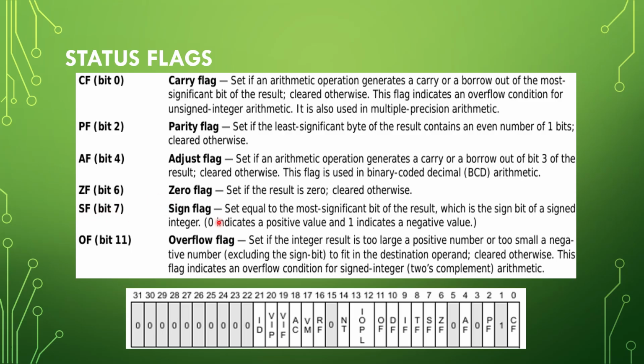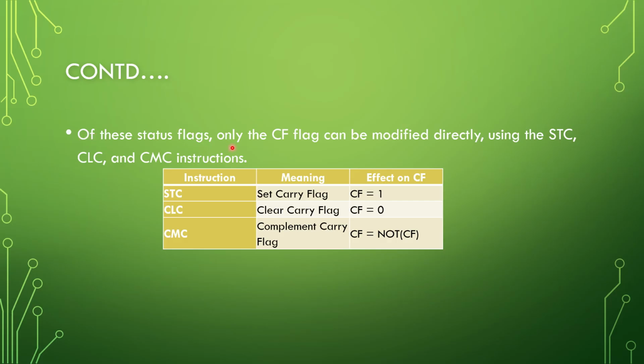Similarly, the sign flag indicates the sign bit of a signed integer. So whenever there is a negative signed integer, it is set to 1, otherwise 0. Overflow flag, similarly we can explain this. Among these status flags, only the CF flag can be modified directly using the STC, CLC and CMC instructions. The other flags cannot be modified directly.